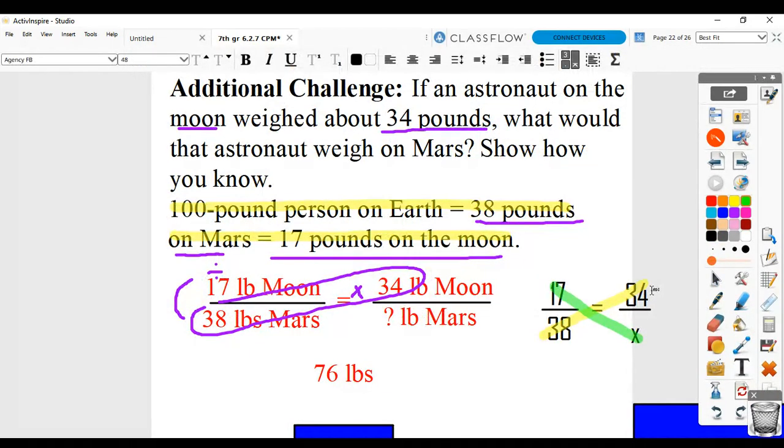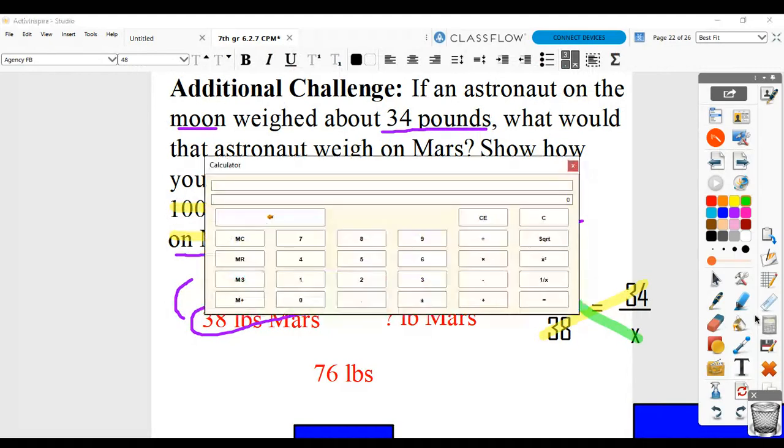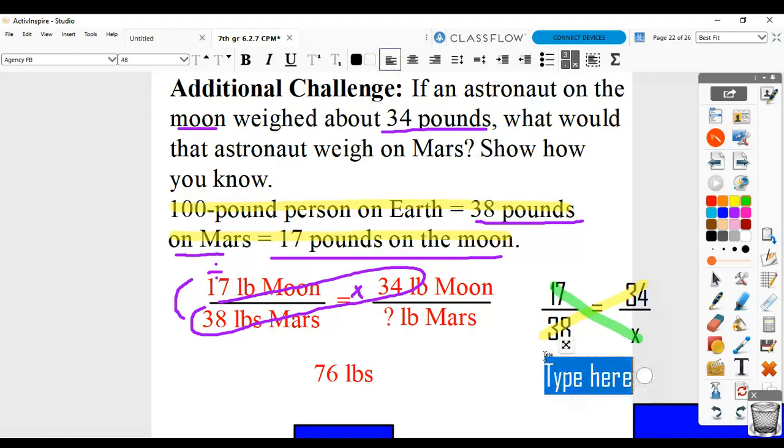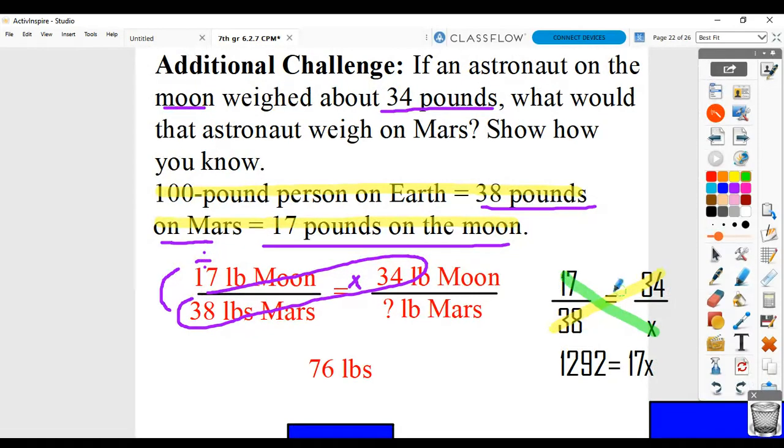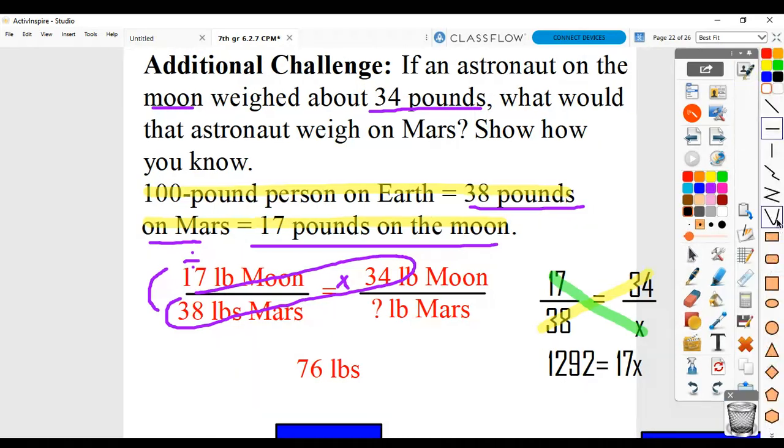So what's happening is when I take the 34 times 38, I'm getting 1,292. And that's going to equal 17 times x. Okay. So again, this is the idea of cross products. Multiply these two diagonally, multiply these two diagonally. And then, in order to get x by itself, we know from what we've been doing with solving algebra equations that we would divide by that 17.